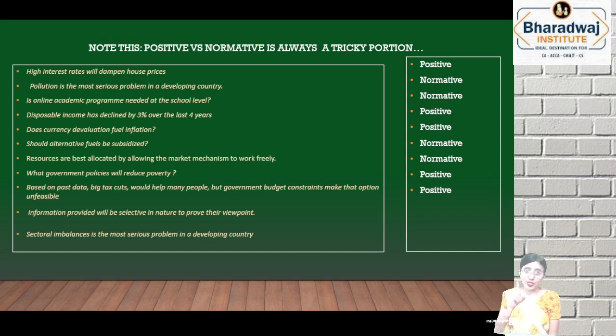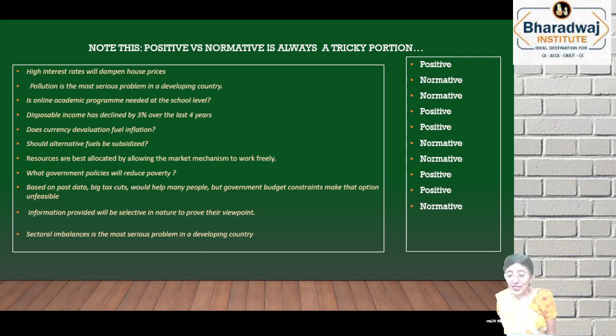My dear students, what is the clue here? It is a happening. If there is a big tax cut, every time people will celebrate, and every time government will face constraint. Where is an opinion there? Like what you started with, high interest rate will dampen house prices. It's a happening. That's why I repeat that for positive, you say it is a happening. Okay.